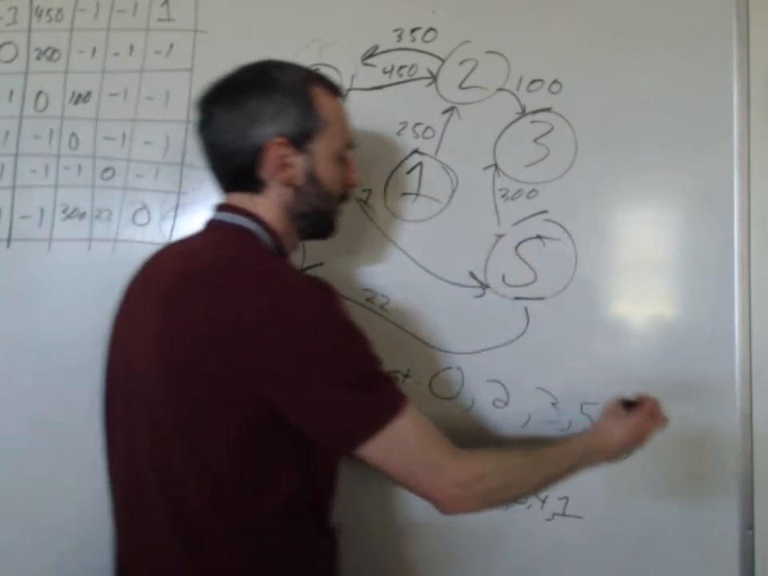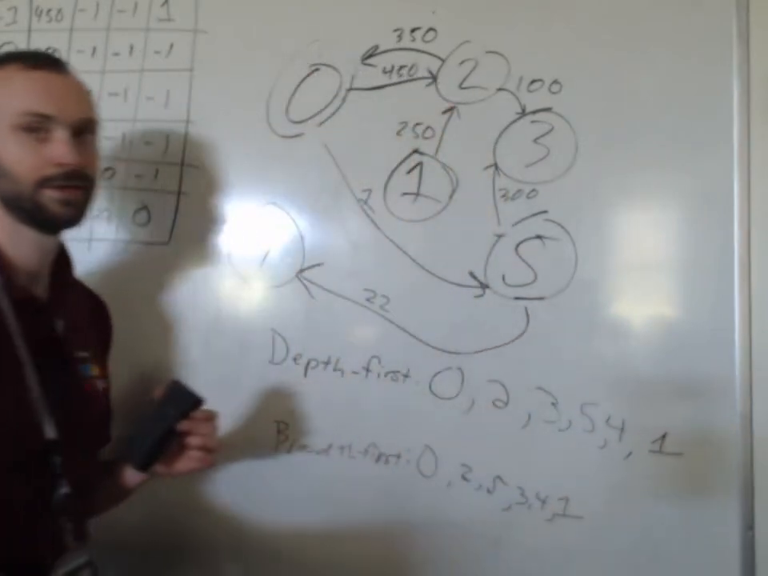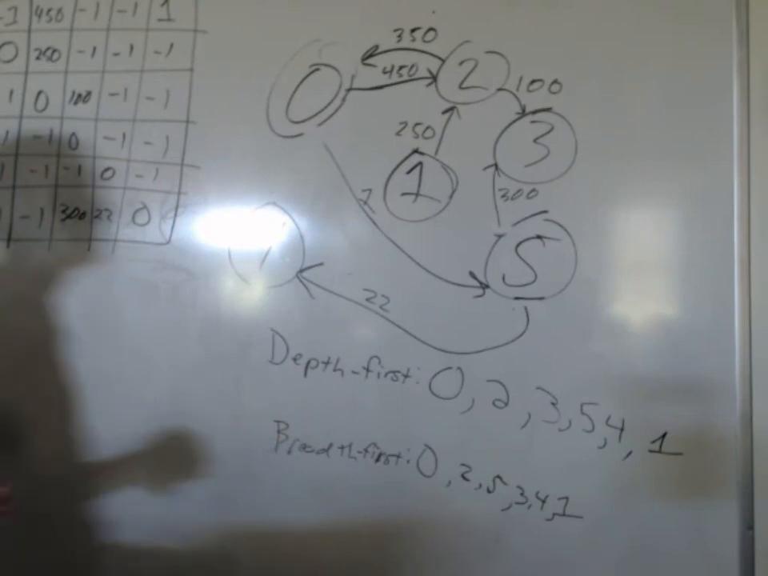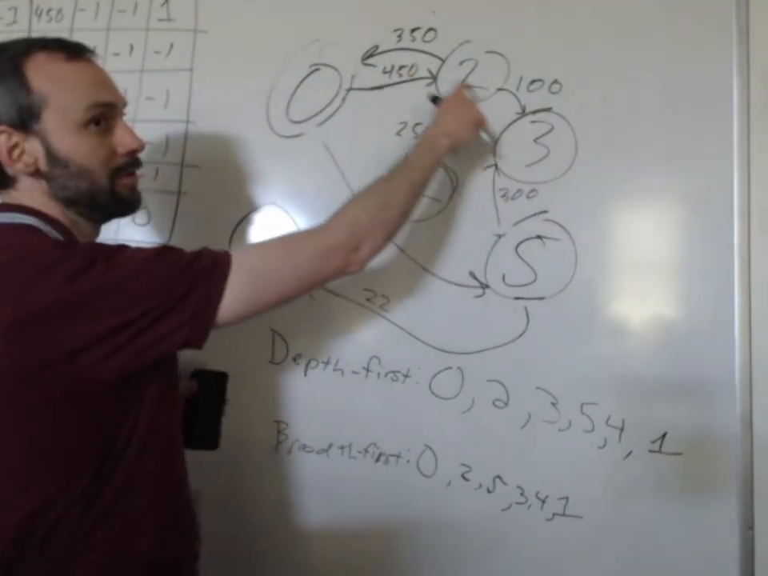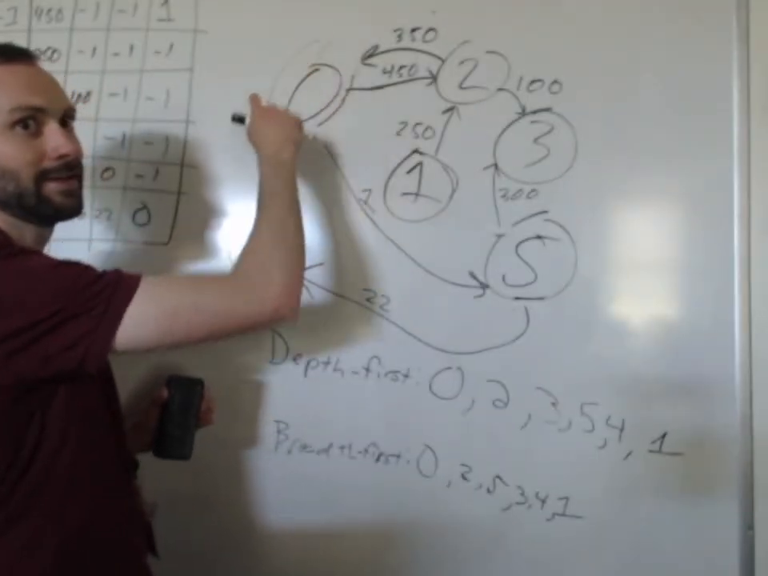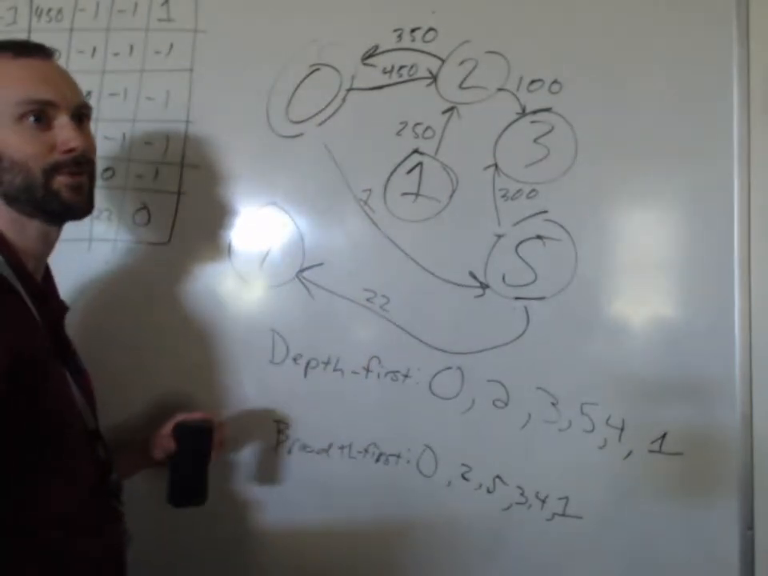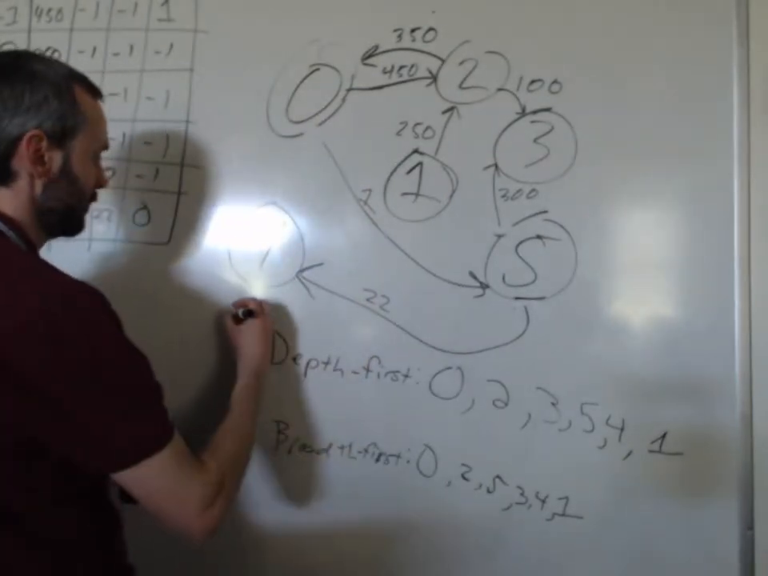Can't go anywhere. What's left? 1. You keep going down, and then you pop back. Stack. Now it's a stack. So depth first is recursive.